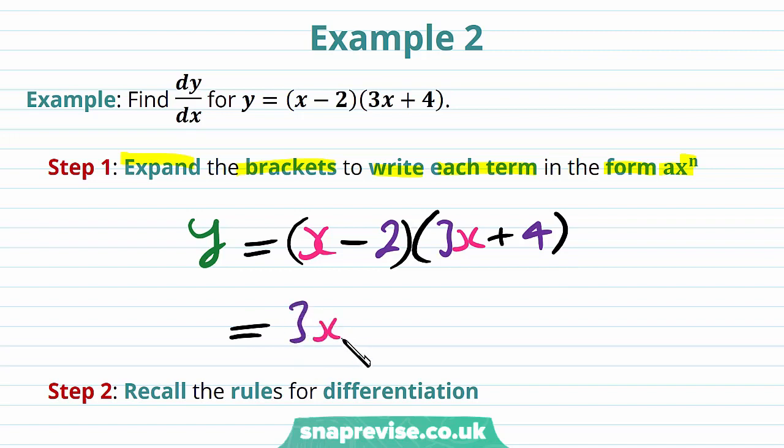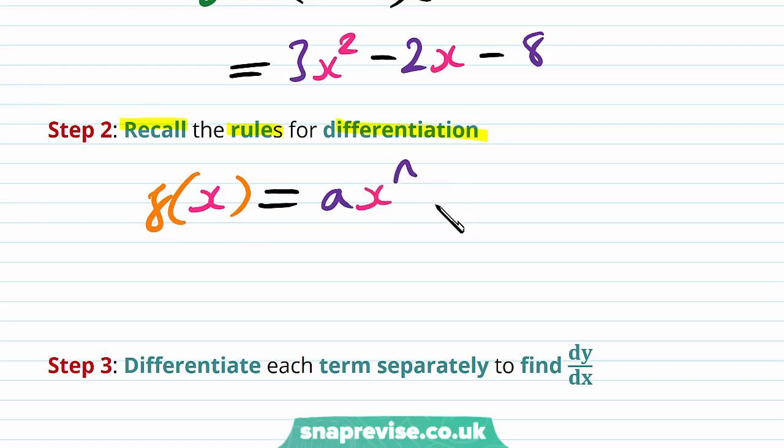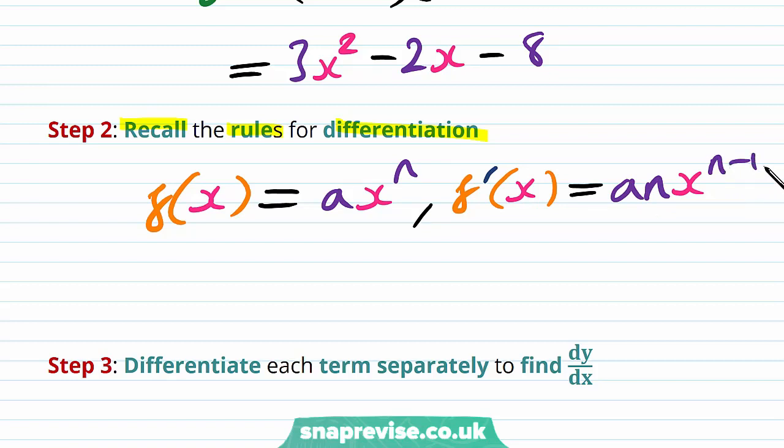We have 3x squared, and then we have a minus 2x from the minus 6x plus 4x, and then we have a minus 8. Our second step is to recall the rules for differentiation. If we have that f of x is in the form ax to the power of n, then when we differentiate and we get f prime of x, then we'll get a multiplied by n multiplied by x to the power of n minus 1.